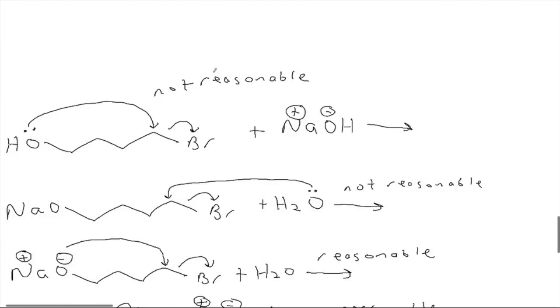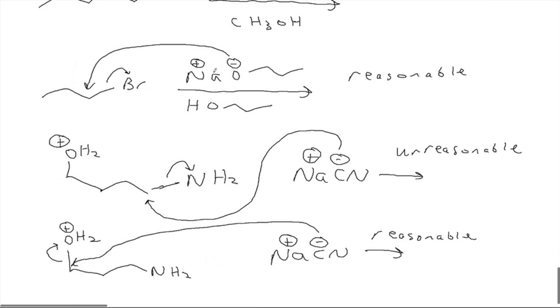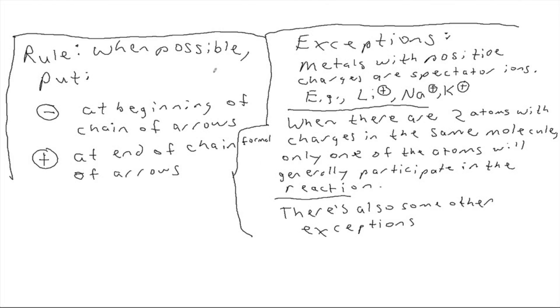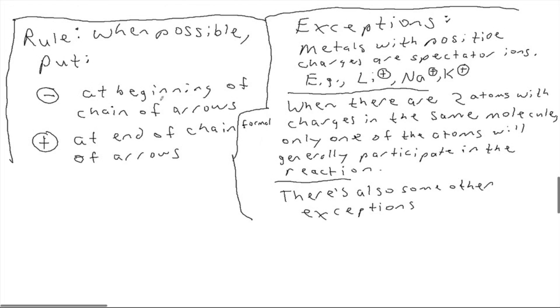Okay, very good. All right, so I think we've made some good progress on that rule. This is the most important rule for drawing reasonable arrows. Hopefully this seems obvious, but it's amazing how often students don't use this when they're drawing reactions. When possible, put a negative charge at the beginning of the chain of arrows and a positive charge at the end of the chain of arrows.